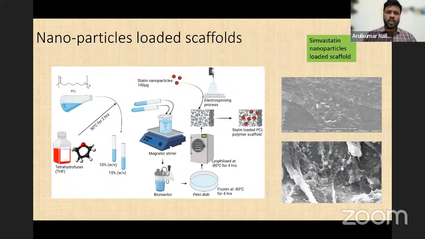So the newer modification on this polymer scaffold came with the addition of osteogenic potential using nanoparticles. One of the nanoparticles that we have used is simvastatin. Simvastatin possesses a very good osteogenic potential upon stimulation of the transcription factor Osterix and RUNX2.